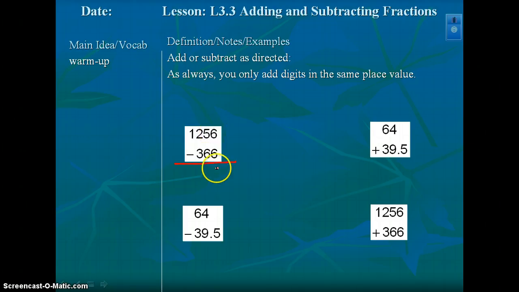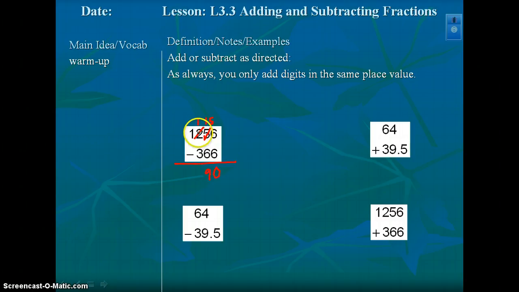For example, 6 ones minus 6 ones gives us 0 ones. 5 tens minus 6 tens. Wait a second, if I only have 5 tens, I can't take away 6 tens, so we regroup. We use one of the hundreds, which allows us to add 10 tens. So now instead of having 5 tens, we have 15 tens. 15 tens minus 6 tens leaves us with 9 tens.